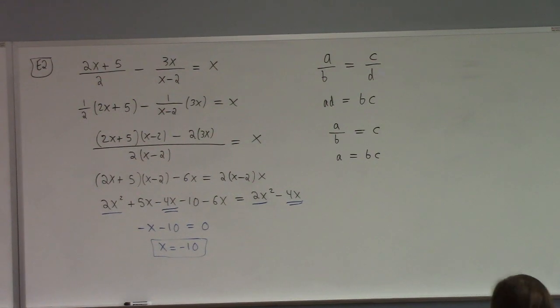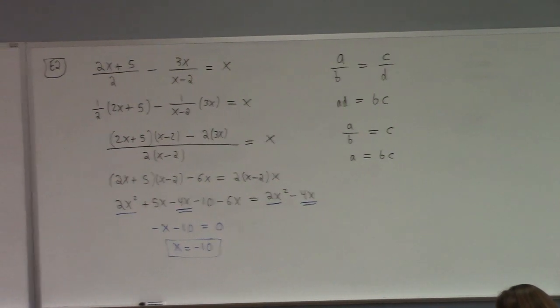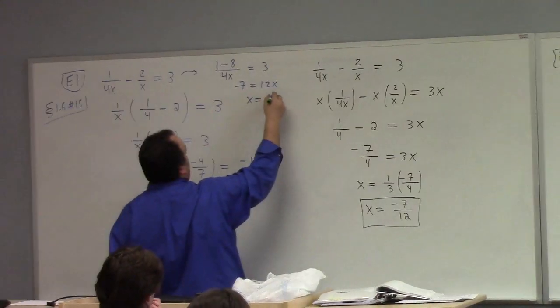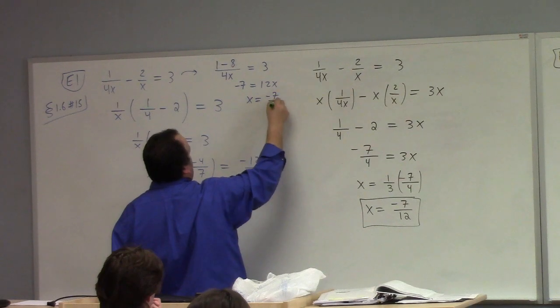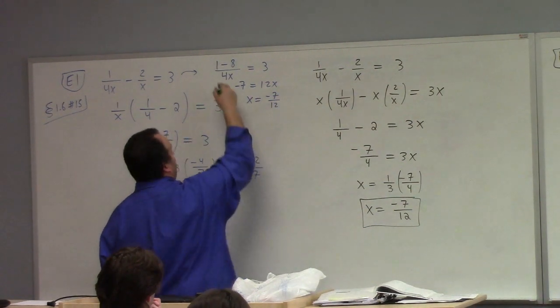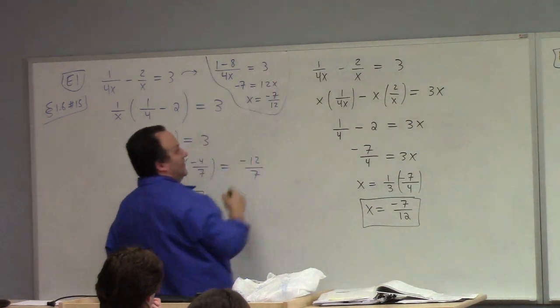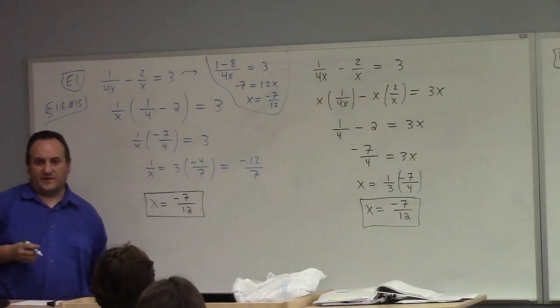What's 2 times 4? Is it 4? It's 8. There we go. So minus 7. So then x is equal to? Minus 7 over 12. Yay. All right, so there's yet another way to work problem 1, which apparently is easier.